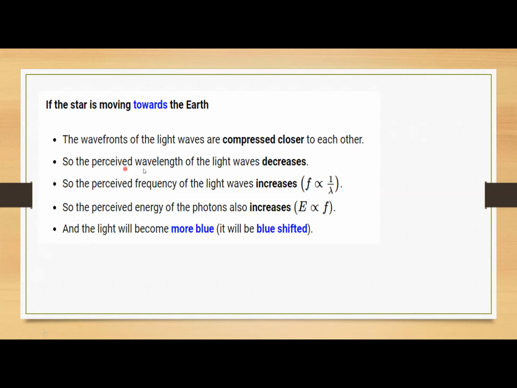So the perceived wavelength of the light waves decreases. So the wavelength is decreasing, or it's getting shorter. So then what happens to the frequency? If the frequency is inversely proportional to the wavelength, when the wavelength is shorter, the frequency is bigger, or a higher frequency. So the frequency increases.